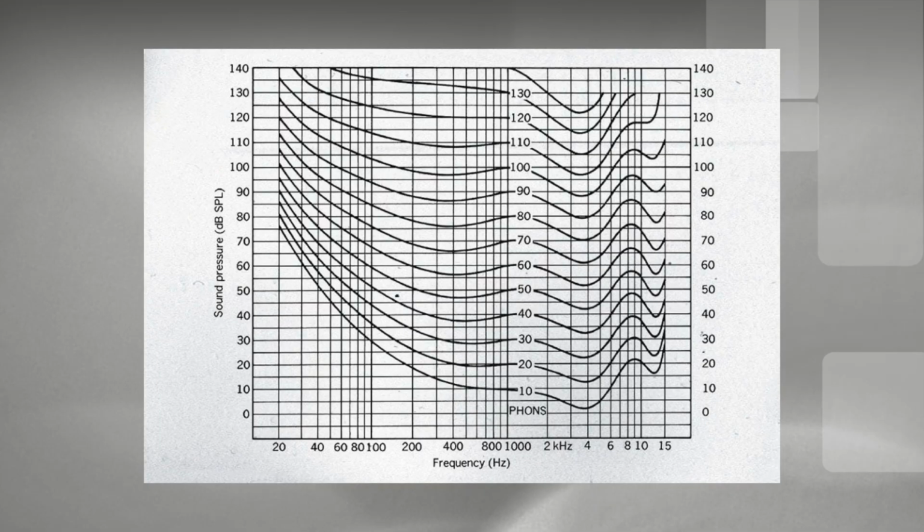Well, first we need to talk about Mr. Fletcher and Mr. Munson. So the Fletcher-Munson curve, commonly known today as the equal loudness contour, this graph just helps us understand how humans hear and perceive sound.